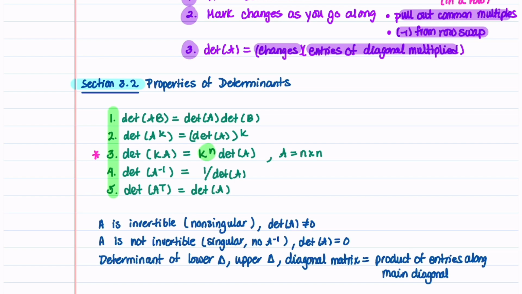And then we talked a little bit more about theory. If A is invertible or non-singular, your determinant is not equal to 0. If A is not invertible, which is called singular, meaning there is no A inverse, then the determinant of A is equal to 0. Remember that you can only take the determinant of a matrix that is a square matrix. We then also talked about the determinant of a lower triangular, upper triangular, or diagonal matrix. And this determinant is just the product of the entries along the main diagonal.